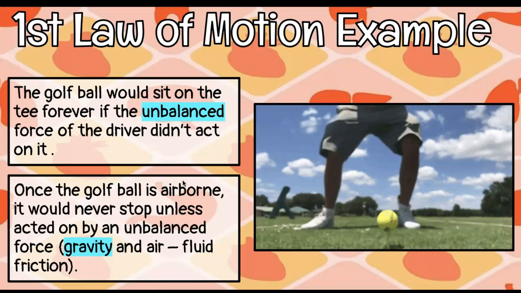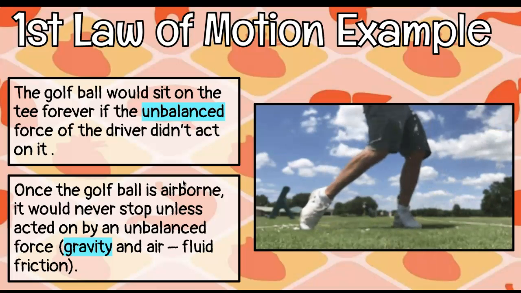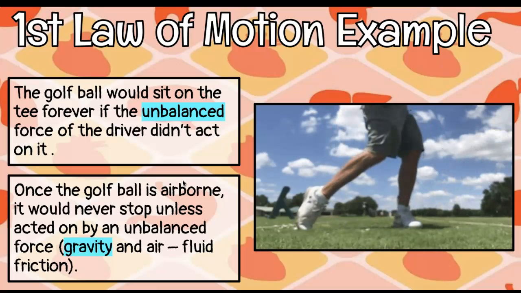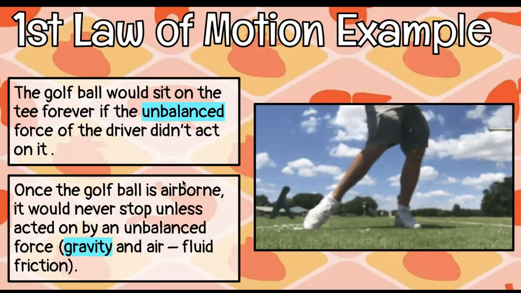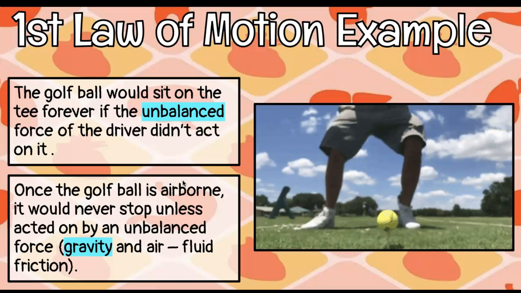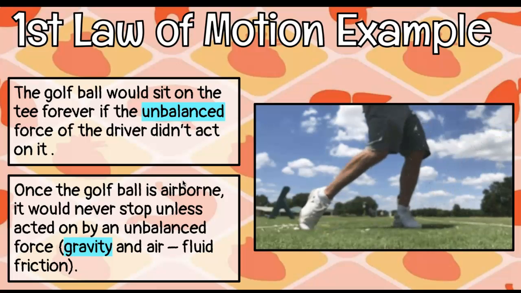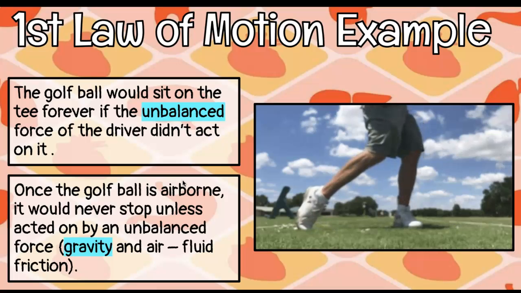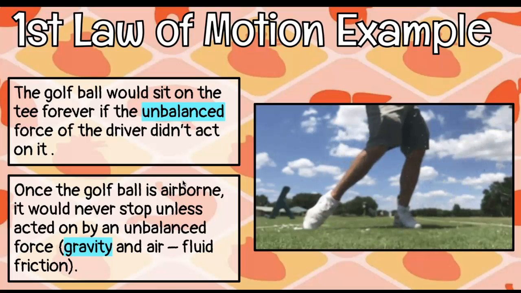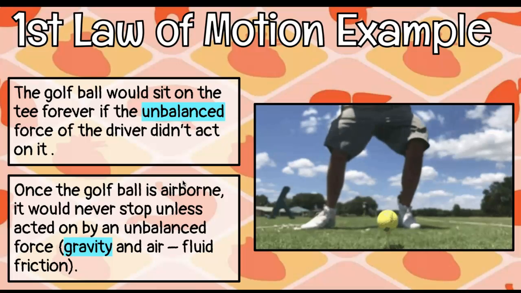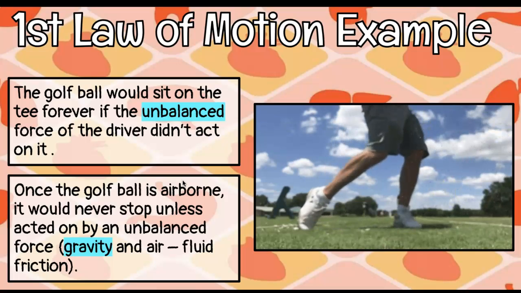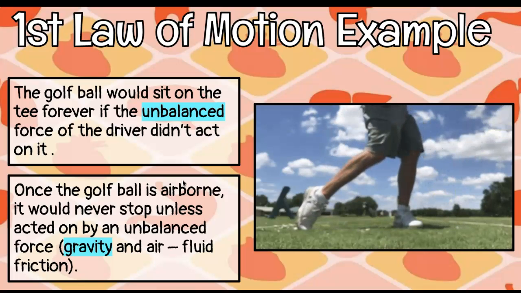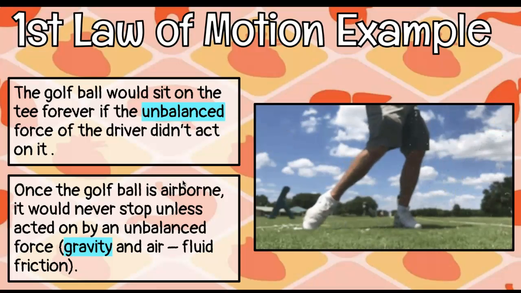Here's an example. Golfing is a good example of the first law of motion. Whenever the golf ball is just sitting on the tee, it would stay not moving unless acted on by an unbalanced force, which is when the driver hits the ball. So the golf ball would sit on the tee forever if that unbalanced force of the driver didn't act on it. But once the golf ball is airborne, it wouldn't even stop unless acted on by an unbalanced force. We know there's an unbalanced force that's going to stop it, and it's gravity and air resistance, right? It causes that fluid friction in the air.